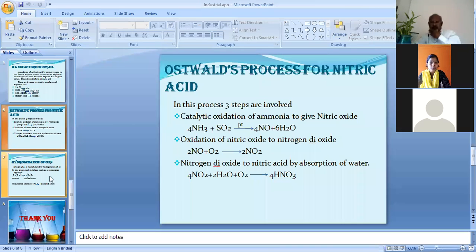In the first reaction, ammonia reacts with oxygen in the presence of platinum catalyst to form nitric oxide and water. In the second reaction, nitric oxide reacts with oxygen to form nitrogen dioxide.